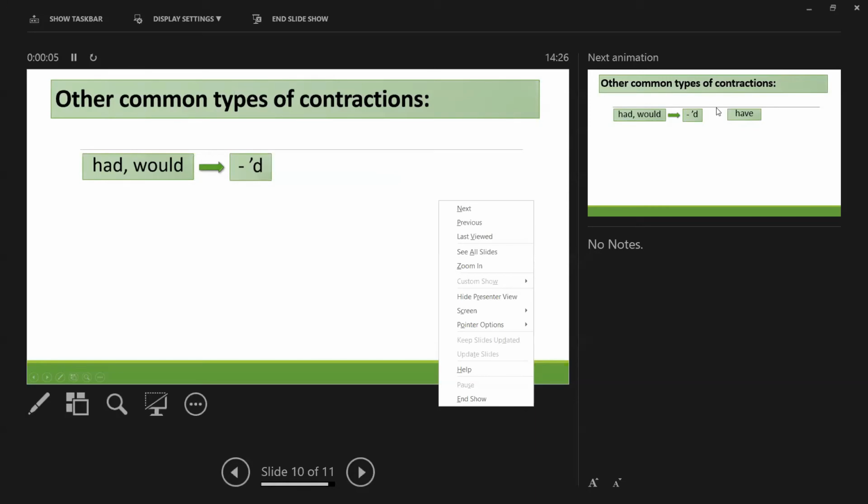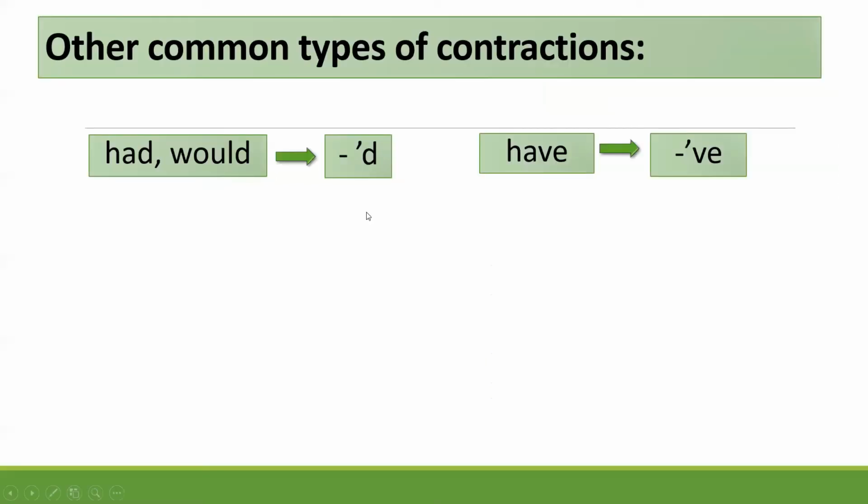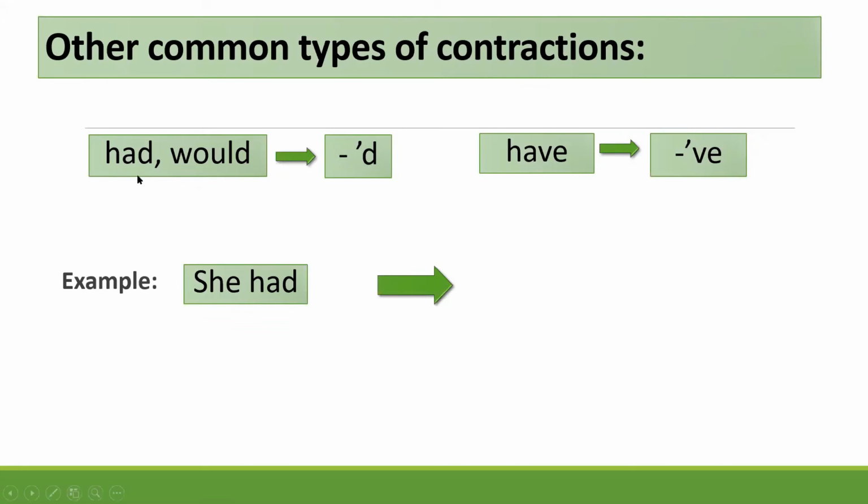And then we also have the word have. If we write it, we just put an apostrophe and the letters VE. So we cross out H and A, and we just have to write V and E. For example, we have here the phrase she had. So it will become, okay, look here at this example.